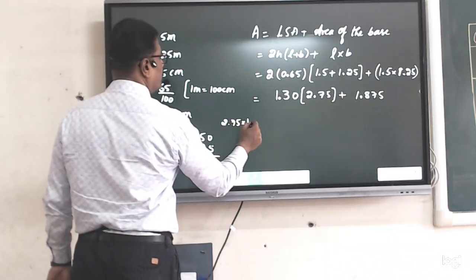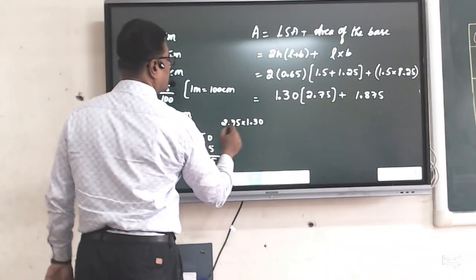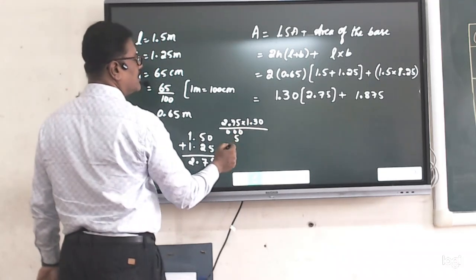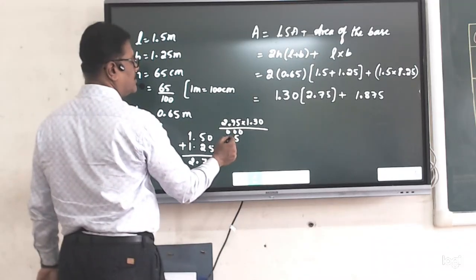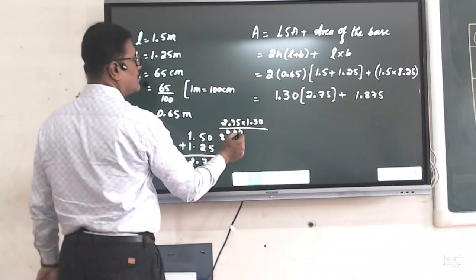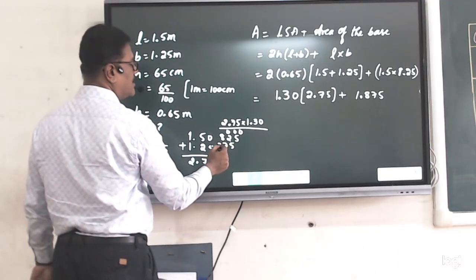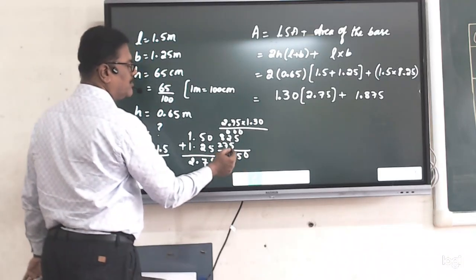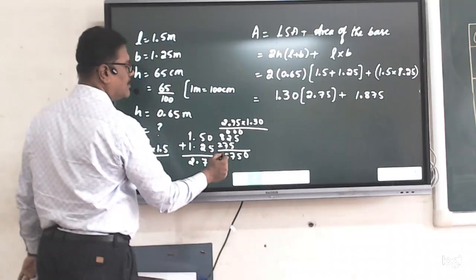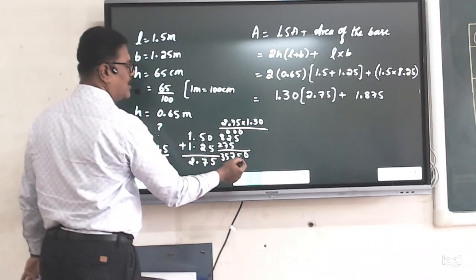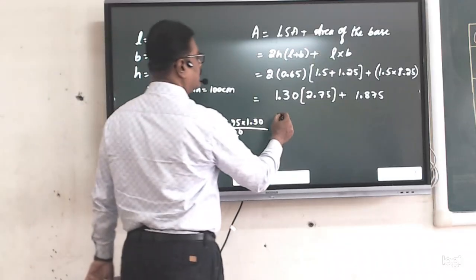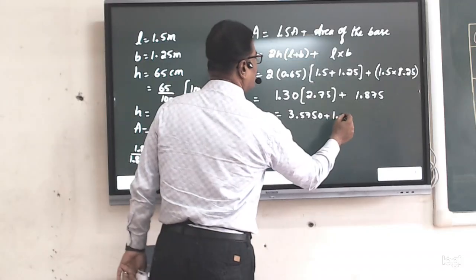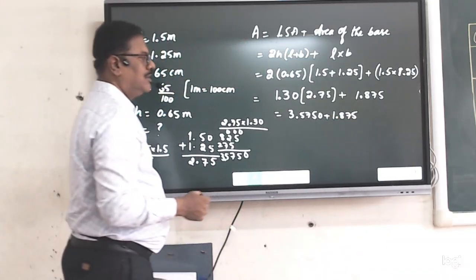2.75 into 1.30. See, 0 multiplied by any number will give you 0. 3 5s are 15, 1 carry, 3 7s are 21 plus 1 22, 2 carry, 3 2s are 6 plus 2 8, 1 5s are 5, 1 7s are 7, 1 2s are 2. See, all the multiplication and addition I have shown in the working column. So now 1, 2, 3, 4 decimal places. So you will get 3.5750 plus 1.875. Do the addition now.